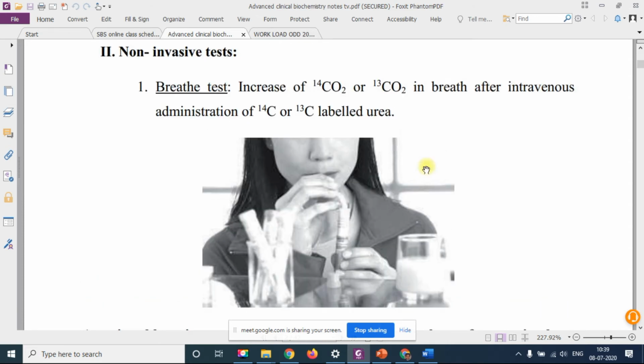So what will happen? This C13 or C14 is liberated as carbon dioxide, because the urea is broken down, as I told you just now, into CO2 and NH3. This NH3 is converted to NH4, the ammonium ion, and the CO2 labeled with either 14 or 13, the isotopic labeled carbon, is liberated in the form of carbon dioxide.